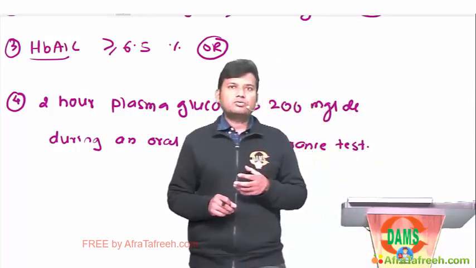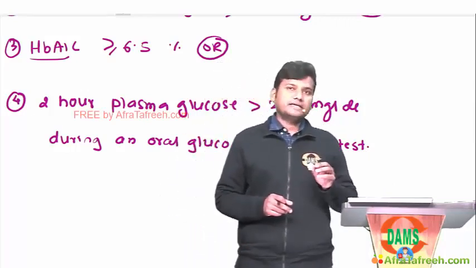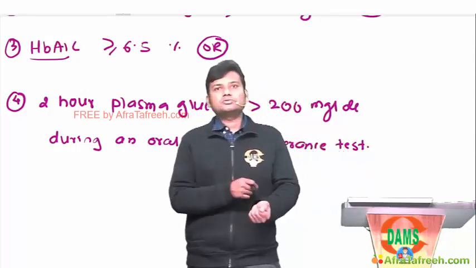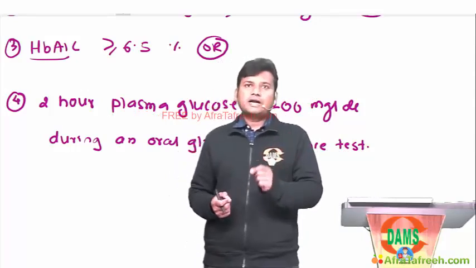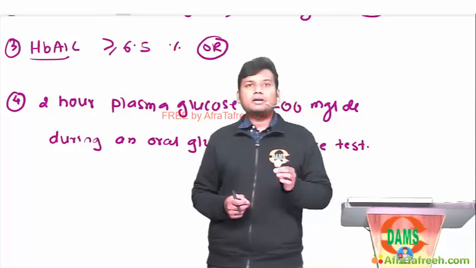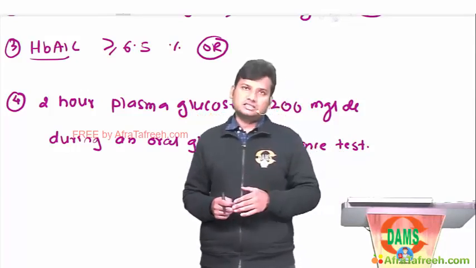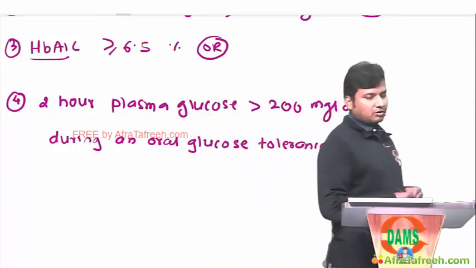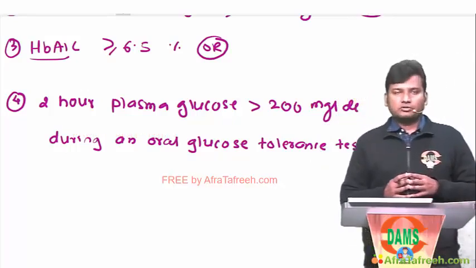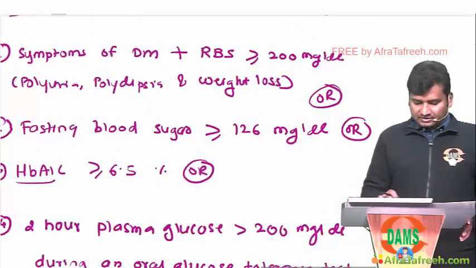After giving that glucose, we will ask the patient to wait for 2 hours and we will not allow them to eat anything for 2 hours. After 2 hours, we will check the sugar level again. This is postprandial sugar, or the 2-hour plasma glucose, and this test is called the oral glucose tolerance test. If this 2-hour plasma glucose is more than 200 milligram per dl, it is a case of diabetes. So we have 4 diagnostic criteria.